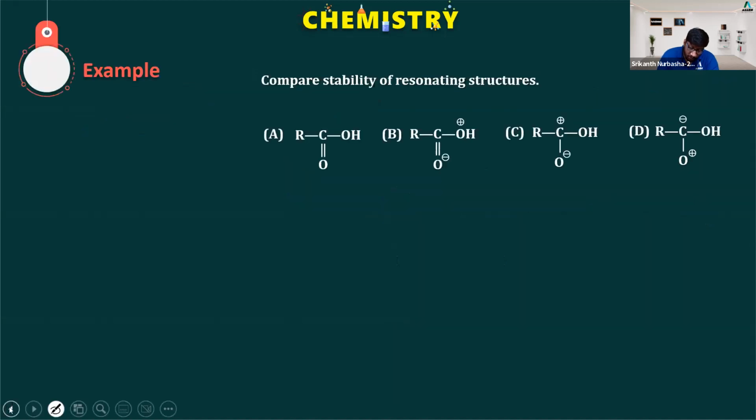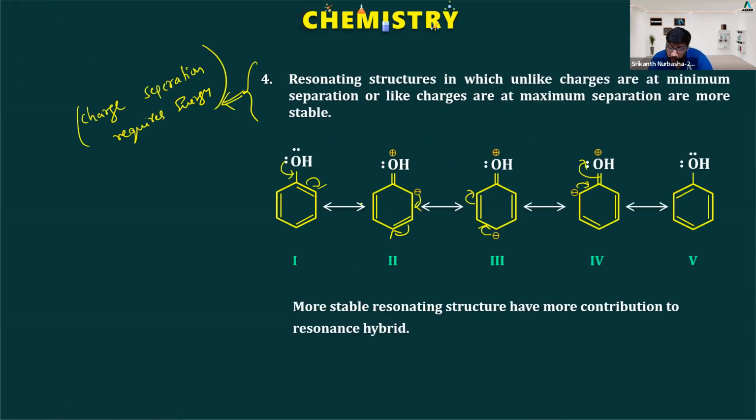Which will be more stable here? If you try to compare 1, 2, 3, 4, 5, which structure should be more stable? 1 is more stable than 2 and 4. 1 and 5 are equivalent, Faizan? 1 and 5? Yes. Yes, sir.